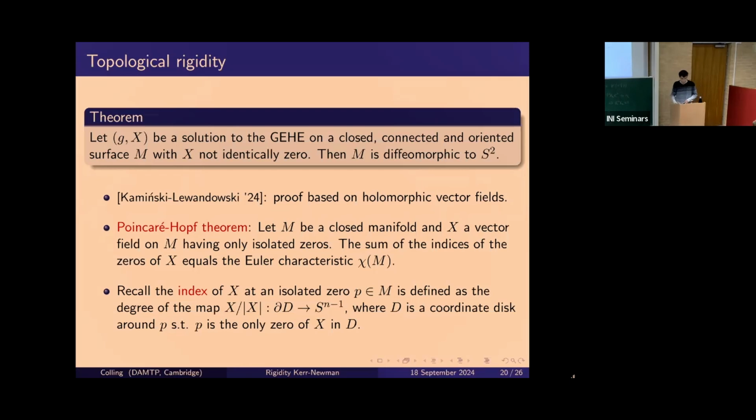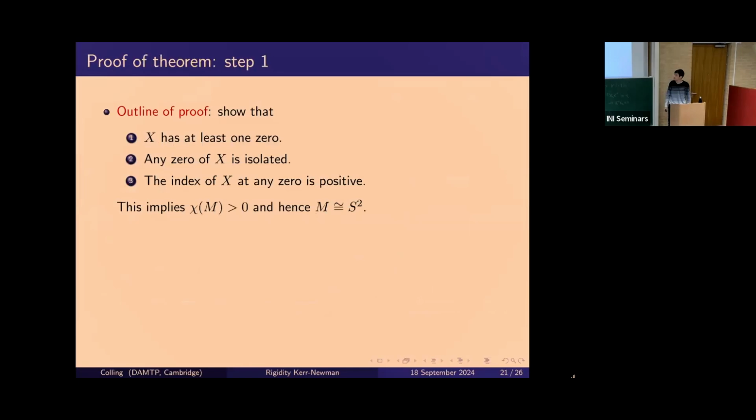Okay. So the proof will consist of 3 steps. We will first show that x has at least 1 zero. And we'll show that any zero of x is isolated. And finally, that the index of x at any zero is positive. So then by the Poincaré-Hopf theorem, the Euler characteristic will be a sum over the indices of the zeros. The sum is non-empty by step 1, and every term in the sum will be positive by step 3. So we'll find that the Euler characteristic is positive, and given our assumptions on m, this implies that m has to be the 2-sphere.